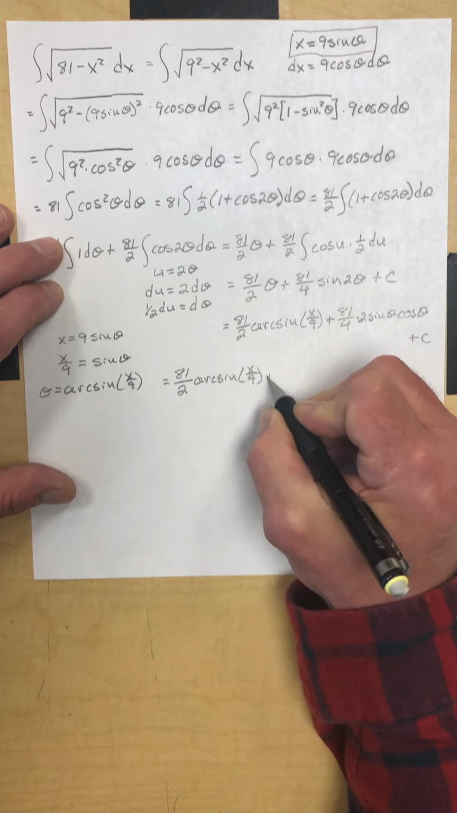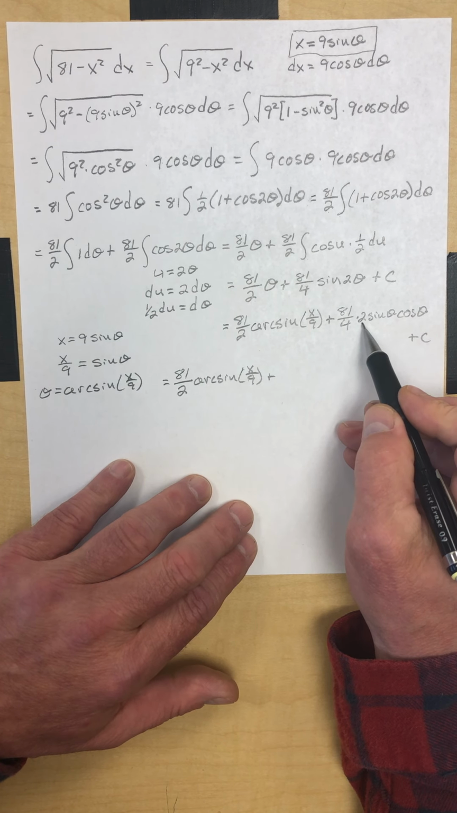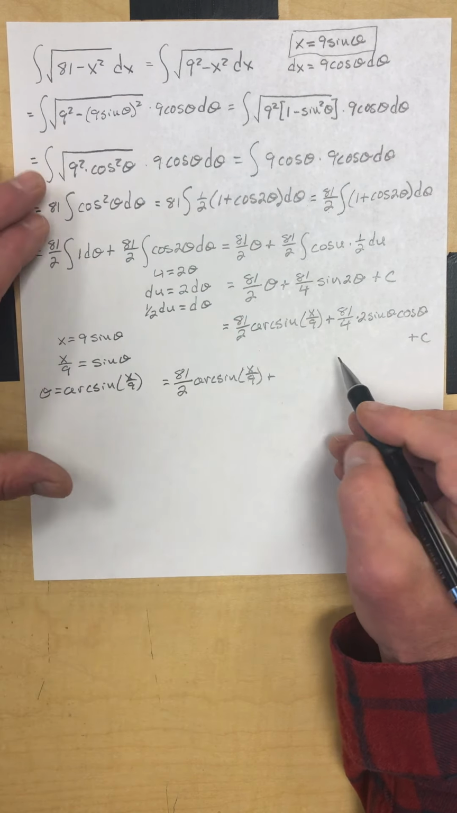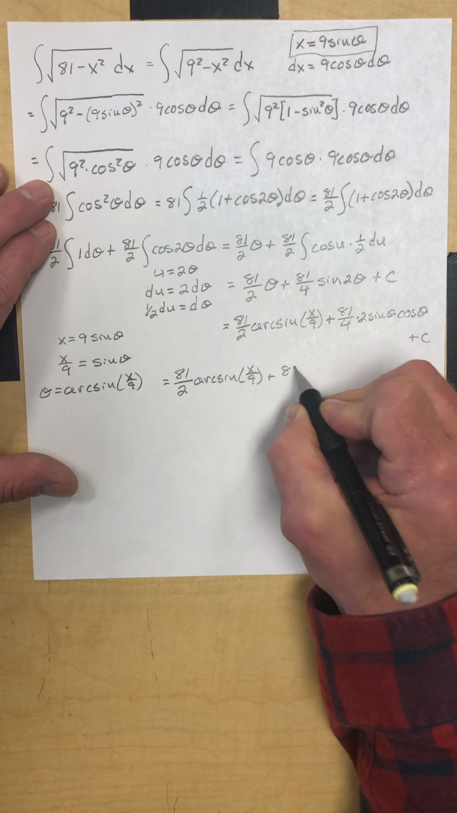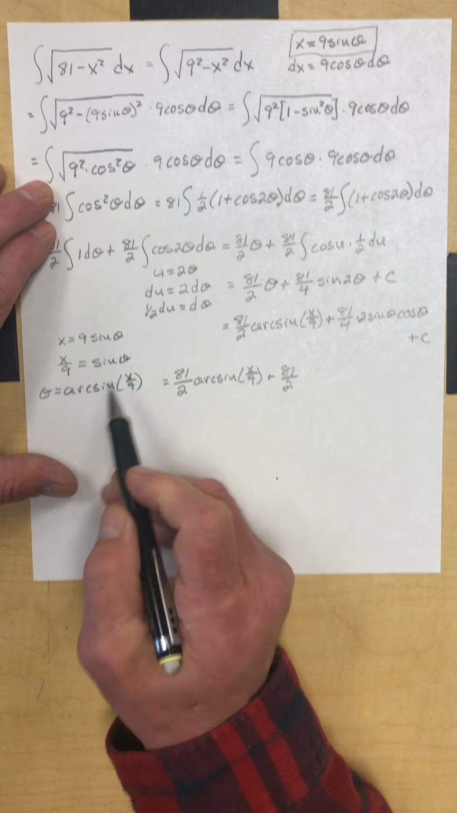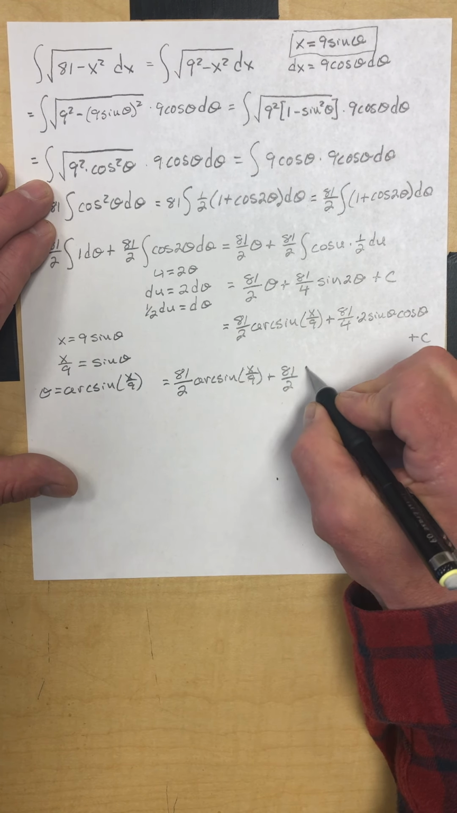Okay, I look here, notice that I have the 81/4 times 2, so I could cancel that 2 with a factor of 2 in the denominator here, so the 81/4 times 2 just becomes 81/2. So I have 81/2. Okay, sine of theta. Well, sine of theta is just x over 9 right here. So we can substitute in that x over 9.